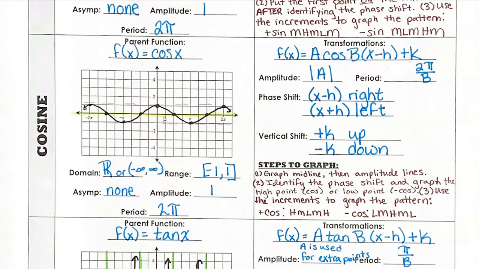To graph it, we always start with our midline. Then we're sketching out our lines for our amplitude. Okay, we're going to see if we have a phase shift left or right. In this case, I do not. If I did, I would shift it. All right, if my cosine is positive, we're going to start at a high point. If my cosine is negative, we would start at a low point. And then we would use the pattern high, mid, low, mid, high for all of our positive cosines. And if our cosine is negative, again, we start at a low, go to the mid, go to the high, go to the mid, go to the low.